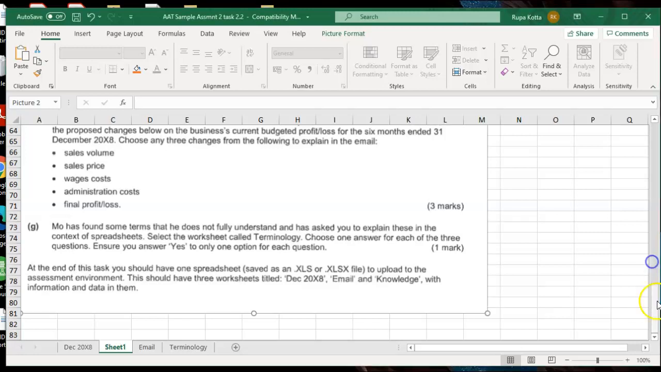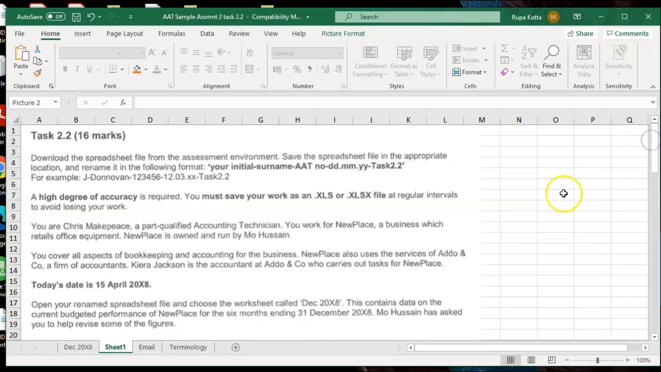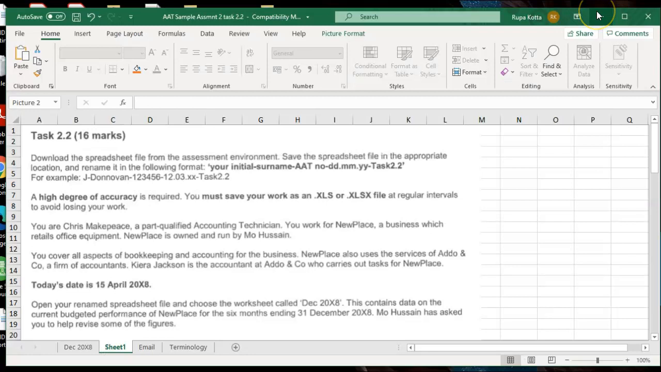Okay, this is AAT Sample Assessment 2, Task 2.2 from page 103 in your textbook, I think. Page 103, let me just check. Yes, page 103 from your workbook, AAT Sample Assessment 2, Task 2.2. So let's see what we are going to do in this particular task.